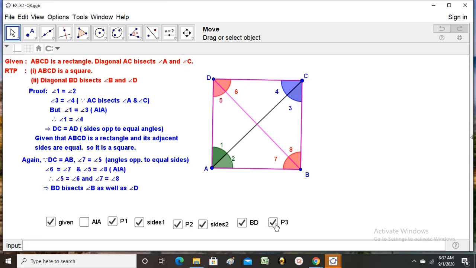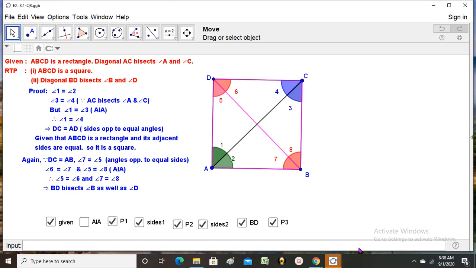Again we take the same approach. Angles 7 and 5 are angles opposite to equal sides. Angle 7 is equal to angle 5 because they are opposite to DC and AB. These are equal sides, therefore these two angles are equal. Similarly we know that 6 and 7 are equal, 5 and 8 are equal, pairs of alternate interior angles, and then 5 and 6 are equal as well as 7 and 8 are equal. That means BD bisects angle B as well as angle D.